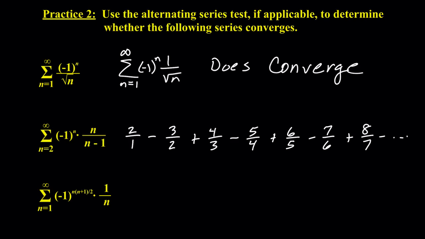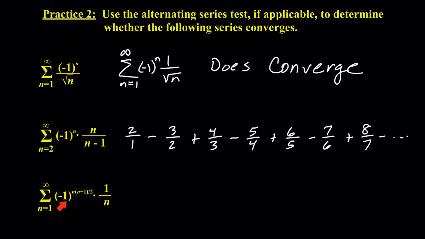Does this pass the alternating series test? Well, the signs do alternate. However, these values are not approaching 0, which means this does not pass the alternating series test. Or in other words, this does not converge based upon the alternating series test. In fact, that actually does diverge, but that's because of the nth term test.